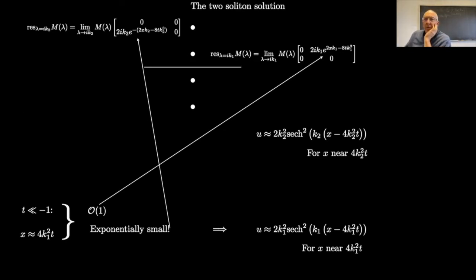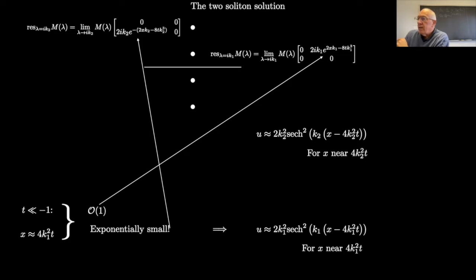Okay. Well, what if I still keep t very, very small, a very large negative number, but now move x to be the center of the rightmost soliton? Well, in that case, this entry that I was formerly calling order 1 is actually exponentially small. And the entry corresponding to the residue at IK1, that one is actually order 1 now.